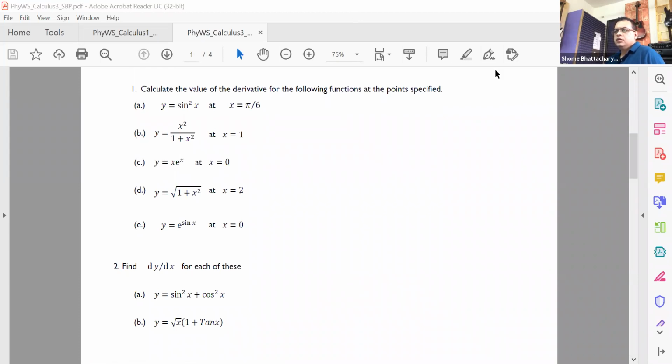Coming to this, in the second question I just wanted to mention one thing. For part A, you can directly use the identity that this is this. So obviously dy by dx is 0. You don't need to differentiate the whole thing to show that it's 0. Since you know that sine square x plus cos square x is 1, you can see that y is a constant.